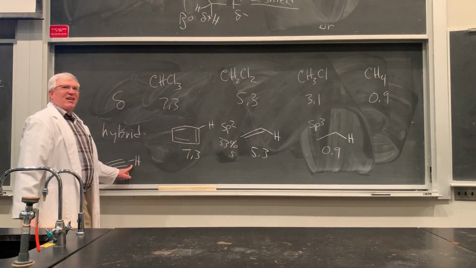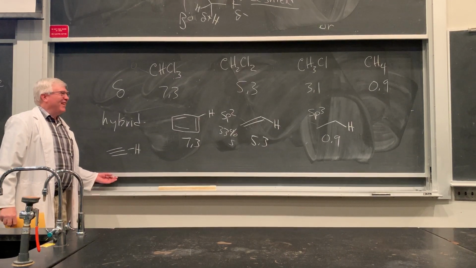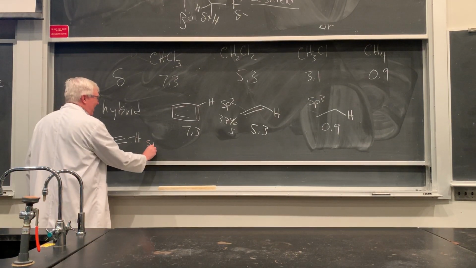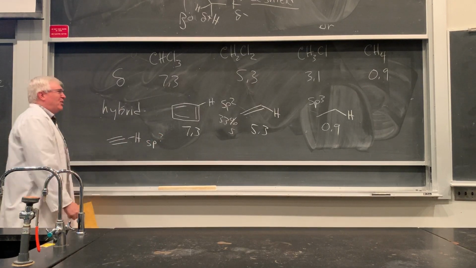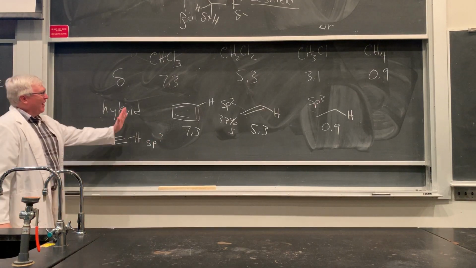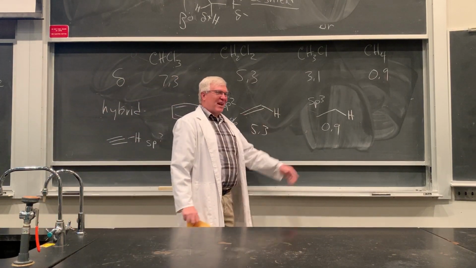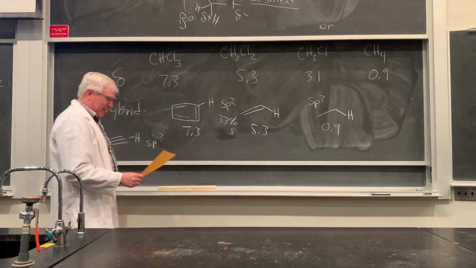What about this one? Let's have a prediction on that. What's the hybridization on a terminal acetylene? Well, it's sp, right? So where should it be? Should it be up here higher at 7.3? Maybe in the middle here? Or further down here? What are you going to say? Let's see.